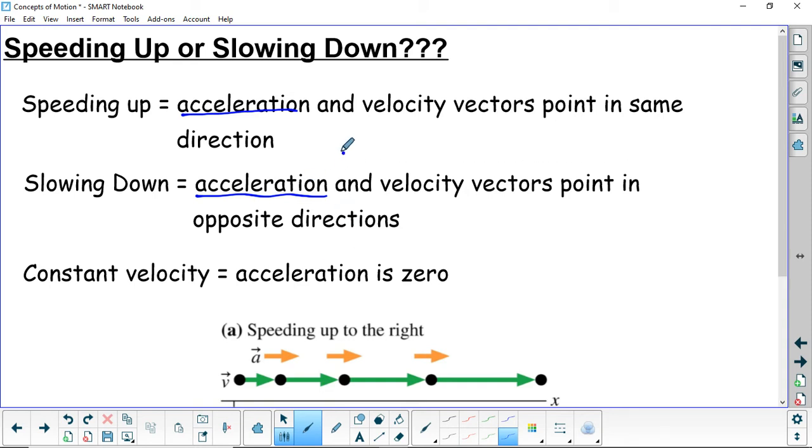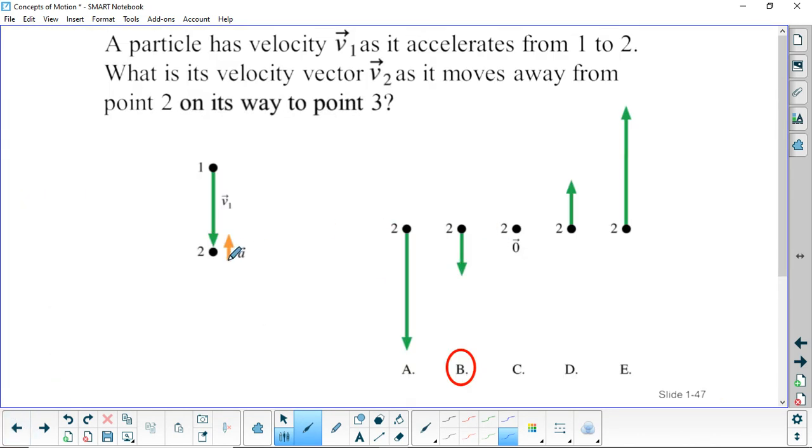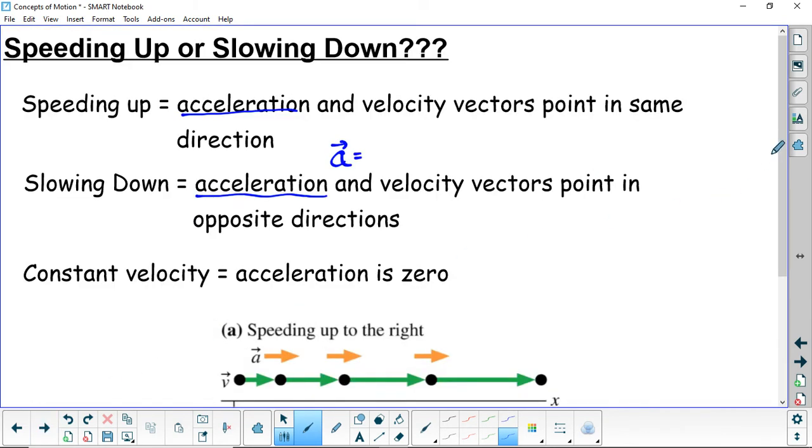But when we're writing A, it's still A. The acceleration equals some number or some vector going in the opposite direction as the velocity. If acceleration and velocity vectors point in the same direction, you're speeding up. If they point in opposite directions, you're slowing down. So we go back to this one. We were slowing down because my acceleration is pointing in the opposite direction of my velocity, making my velocity vector get smaller. You can slow down in any direction.